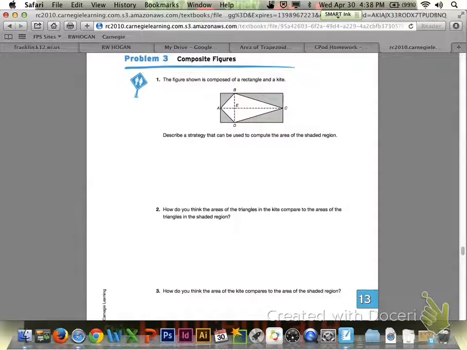What I would like you to do for homework in 13.5 is problem 3, again dealing with composite figures. It ends on page 882. So finish problem 3 for homework. Please let me know if you have any questions regarding finding the area for a kite and for a rhombus. We are pretty much building off of our prior knowledge for the formulas that we've already used finding the area of triangles and of parallelograms. Let me know if you have any questions.